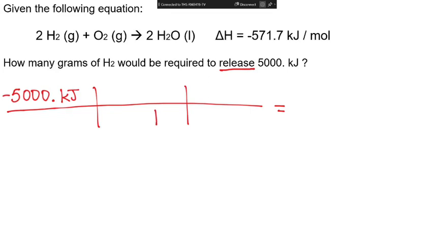So I need kilojoules to go down here, so it's going to cancel. And I'm trying to get this into grams of H2. Well, the reaction in the first conversion factor can only relate 571.7 kilojoules of energy for every 2 moles of H2. Once again, these numbers came from the chemical reaction.